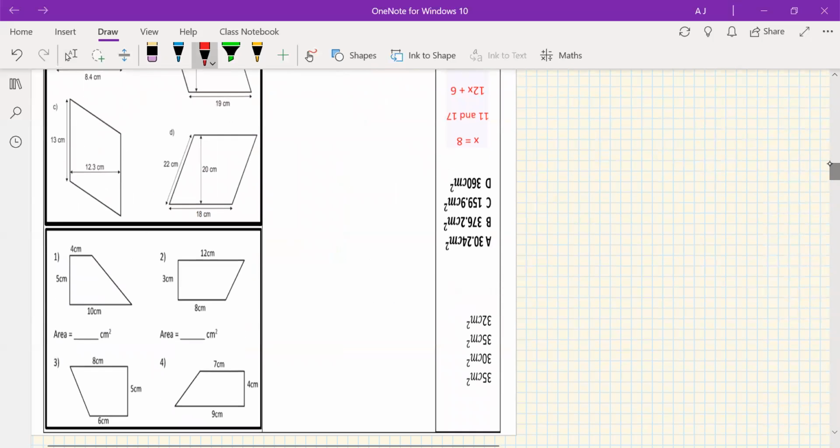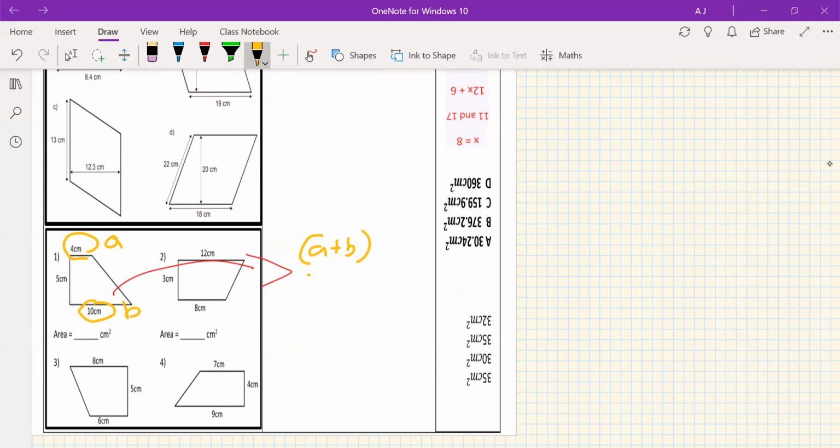So let's do question 1. Before that, we need to label the A and B here. I need to find out where the two parallel sides are. This and this are parallel here, so I want to label them. So 4 is going to be my A, 10 is going to be my B. I need to add these two, A plus B, divided by 2, times by the height.